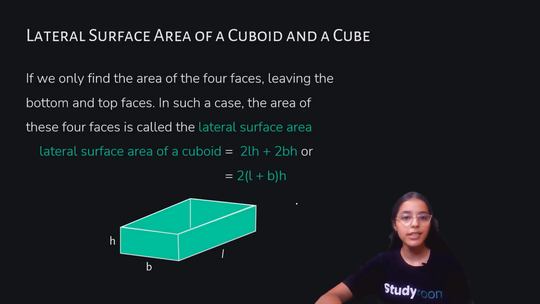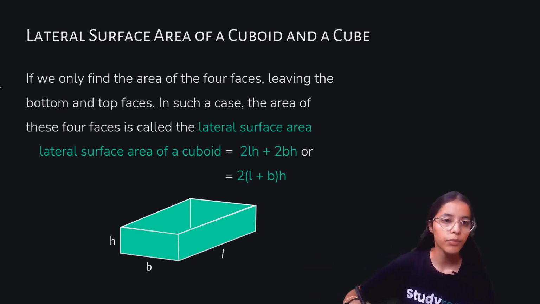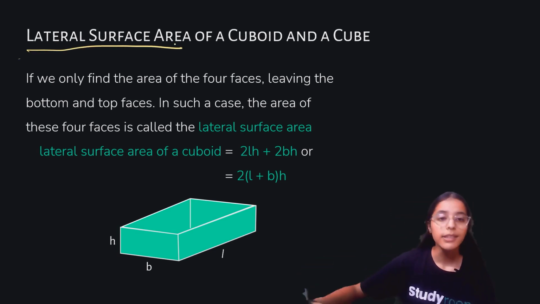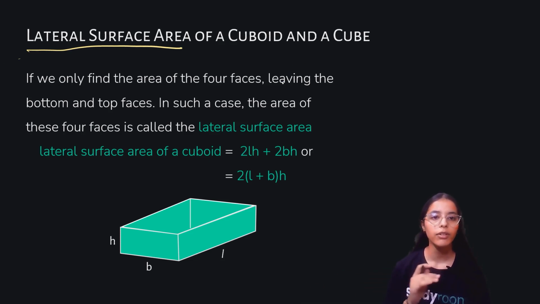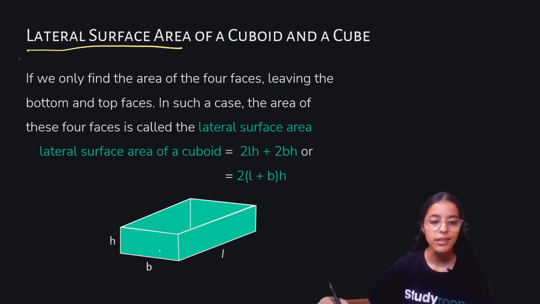Now, lateral surface area of a cuboid and a cube. Lateral surface area means the surface area of a solid figure when we have not considered the top and the bottom of the figure. So in the cuboid and cube, we are not considering the top and bottom, we are only considering the walls. To consider the walls, let us find out how to derive the area.